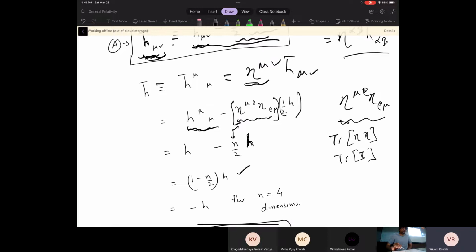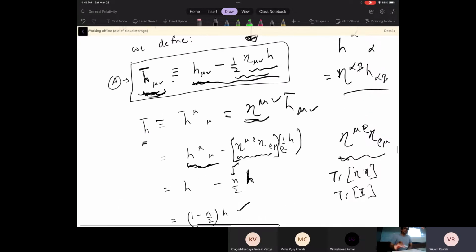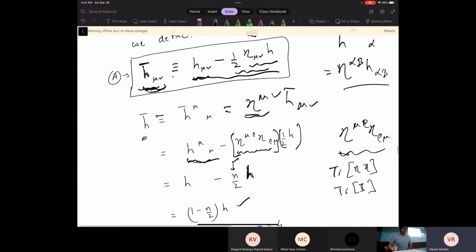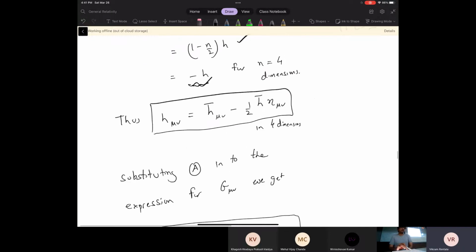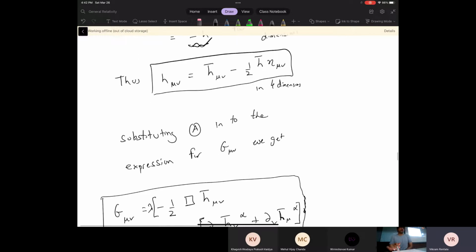Which is 1 minus n by 2 h, and in 4 dimensions only, this is equal to minus h, because n is equal to 4. All right, so h bar is equal to minus h in 4 dimensions. So what that means is I can also invert this equation and write h mu nu in terms of h bar mu nu. I can write h mu nu as h bar mu nu minus half h bar eta mu nu. What I did is I took this to this side, it appears with a plus sign, but then I convert h to h bar, and then it gets back a minus sign. But this is only true in 4 dimensions because otherwise this would be 1 minus n by 2.